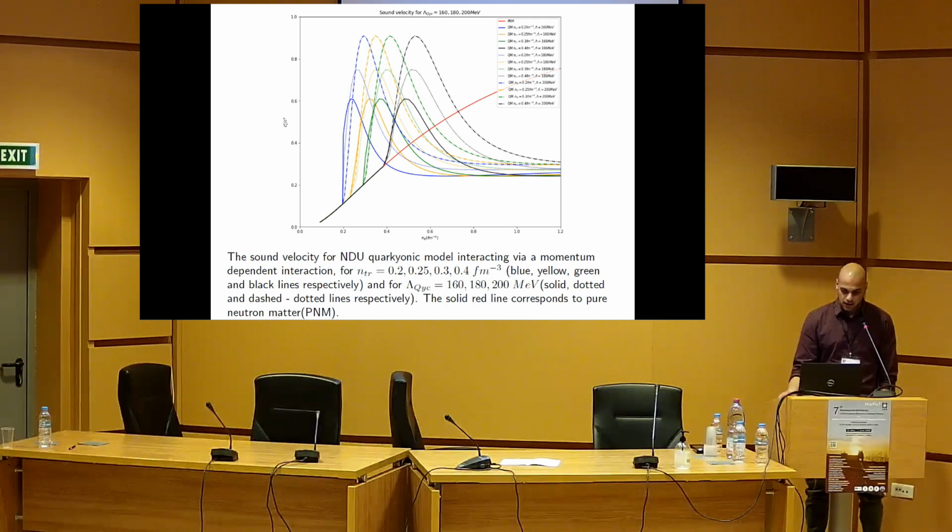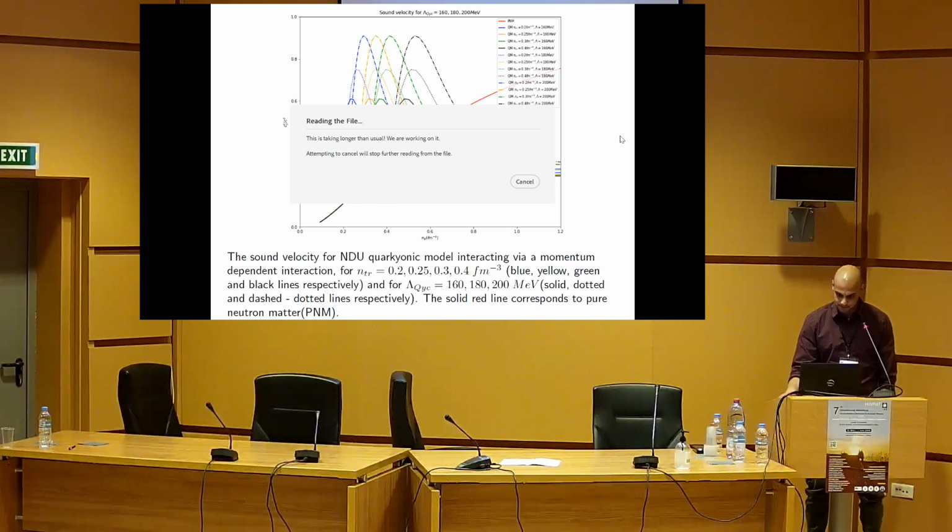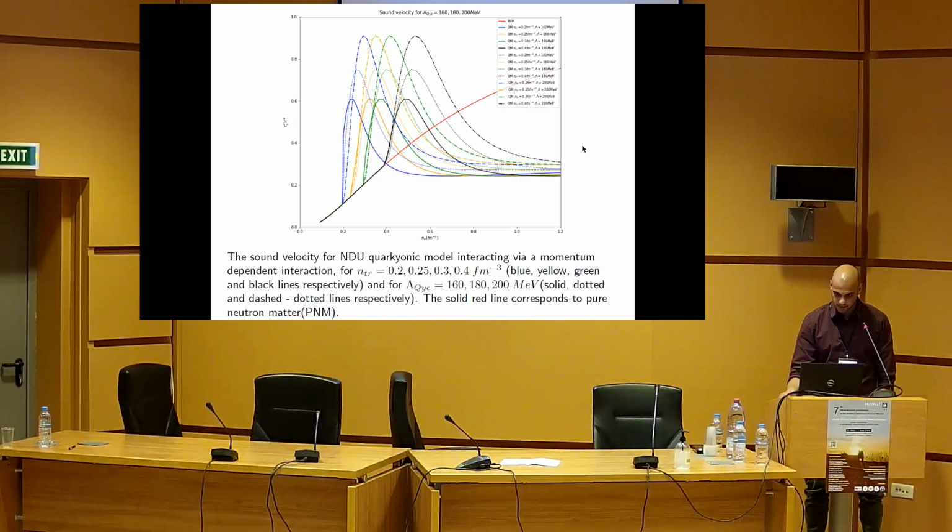Now, we construct several equations of state. We can see with the red line a pure neutron model, and with the different colors, we have several values for the transition density from 0.2 fm^-3 up to 0.4, the blue, the yellow, green and black lines respectively.